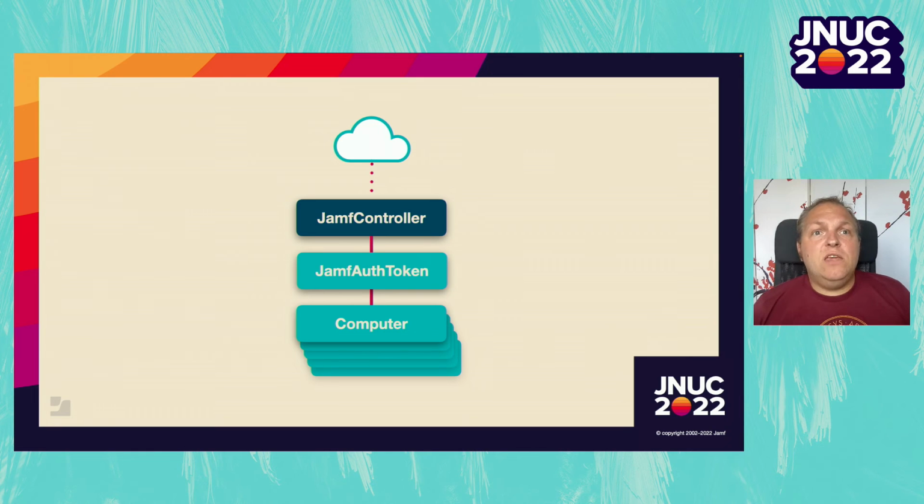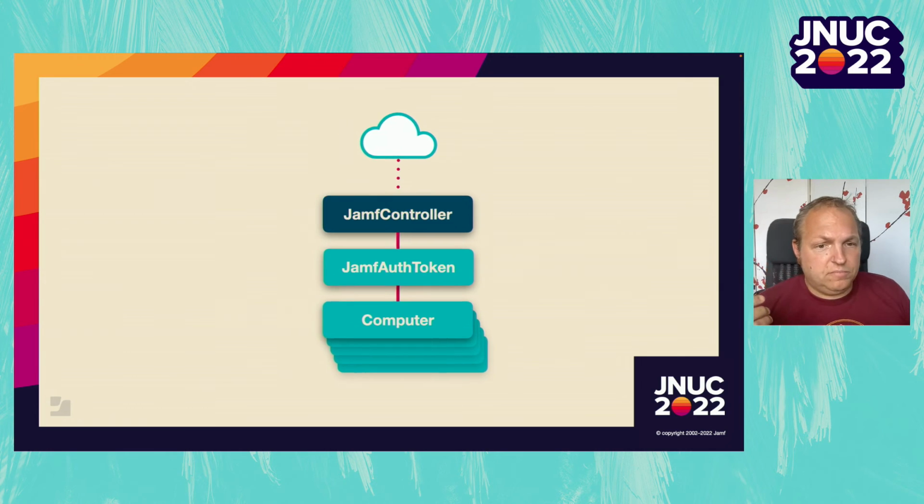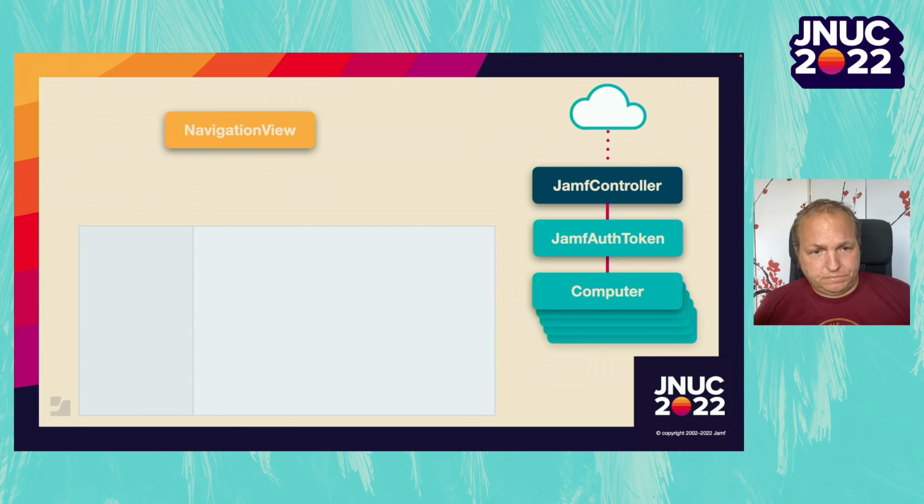In UI apps, it's easier if you have an intermediate object that controls the access and the initialization of these data objects. These are usually called model controllers, or I called mine Jamf controller because it controls how to get to Jamf and what data I get out of it. So we built a Jamf controller.